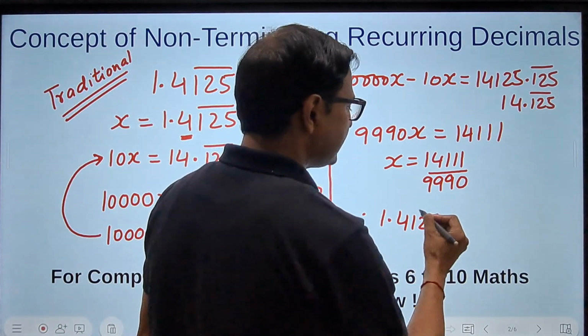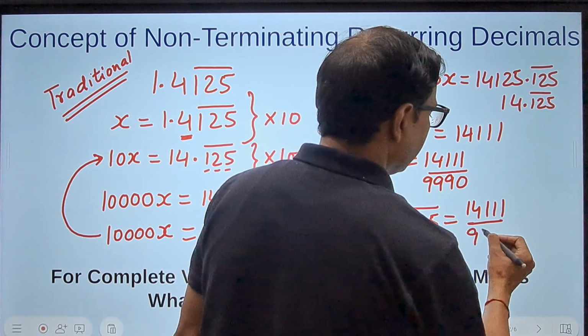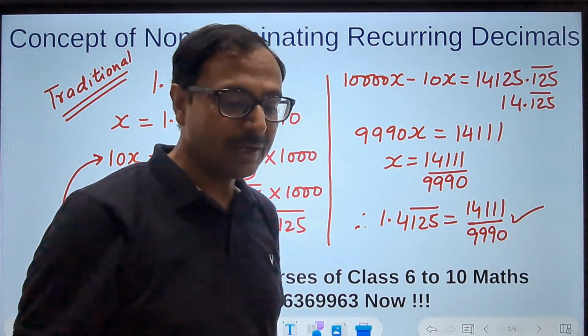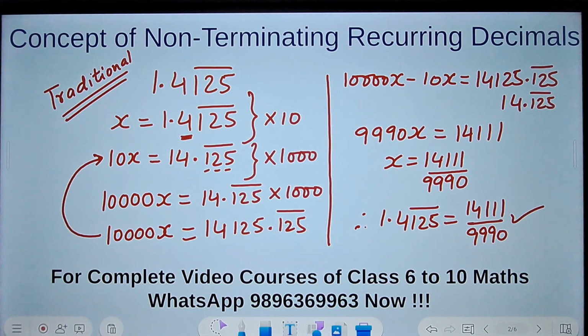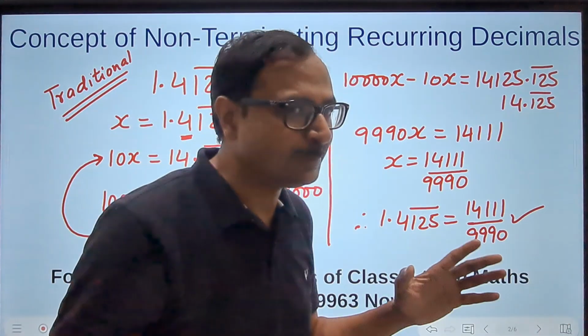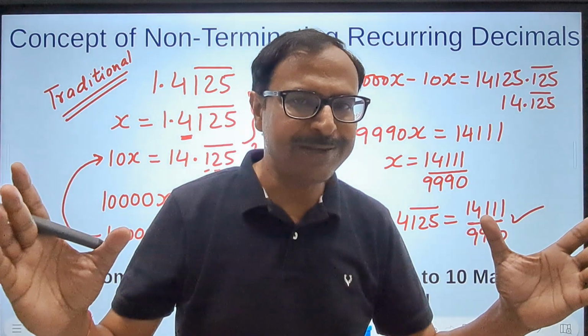1.4125 bar is actually 14111 upon 9990. Now this is the way you do it traditionally. Now look at the number of steps, friends, and look at the amount of time I have taken to explain that. And now comes the surprise for the video. How do you do it in 10 seconds? I am going to take so many examples, okay?